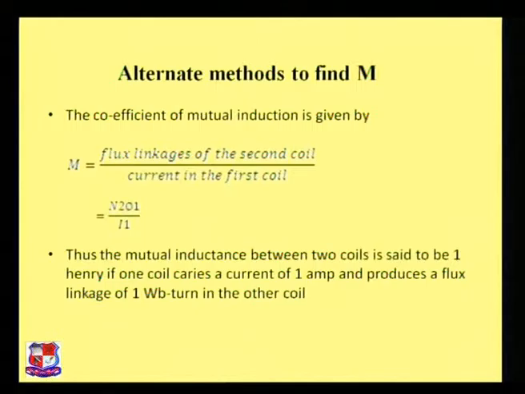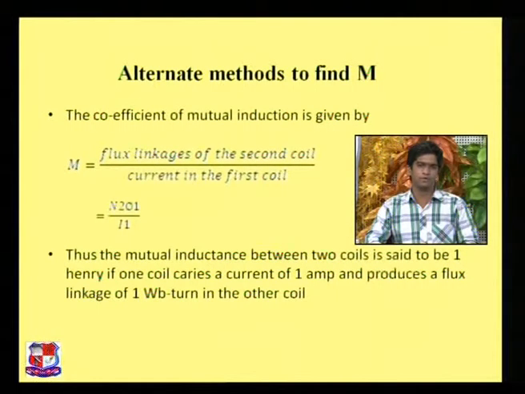Here we will see the alternate method to find the mutual inductance M. Friend, remember M is equal to the flux linkage of the second coil by the current in the first coil. So the flux linkage of the second coil is N2 into phi 1. It means that phi 1 is the flux of the primary side and N2 is the number of turns of the secondary coil. And the current in the first coil is I1. So finally we can say that M is equal to N2 into phi 1 by I1.